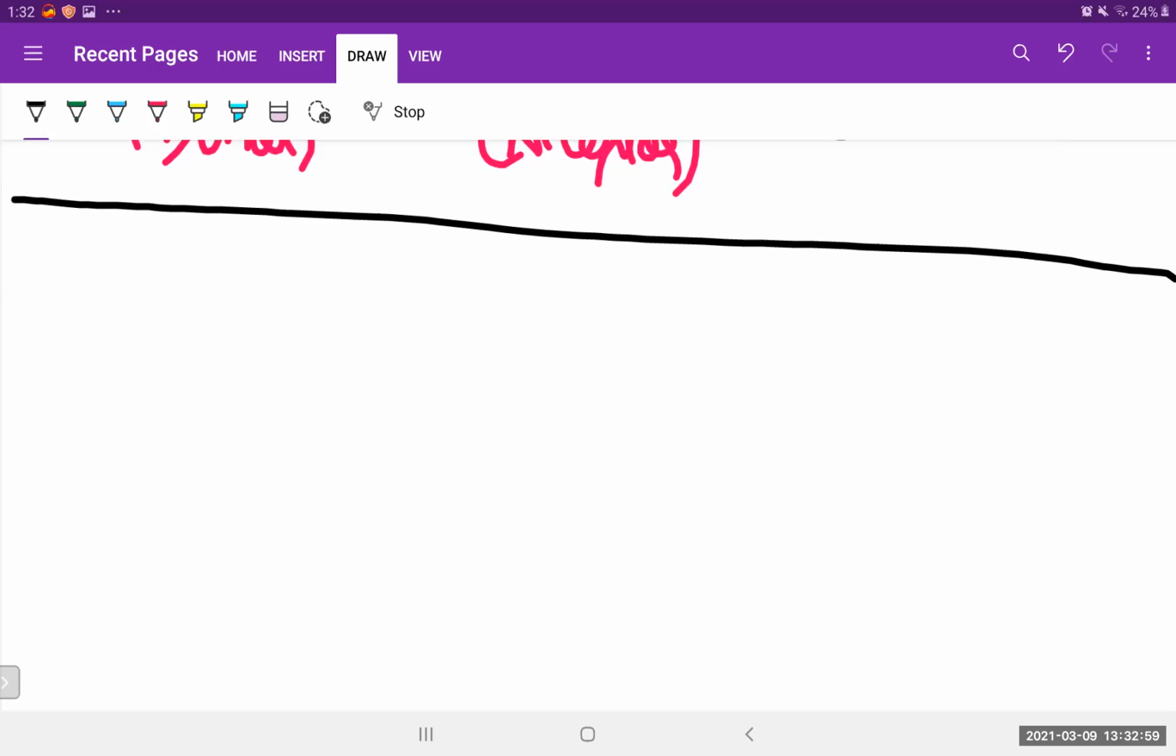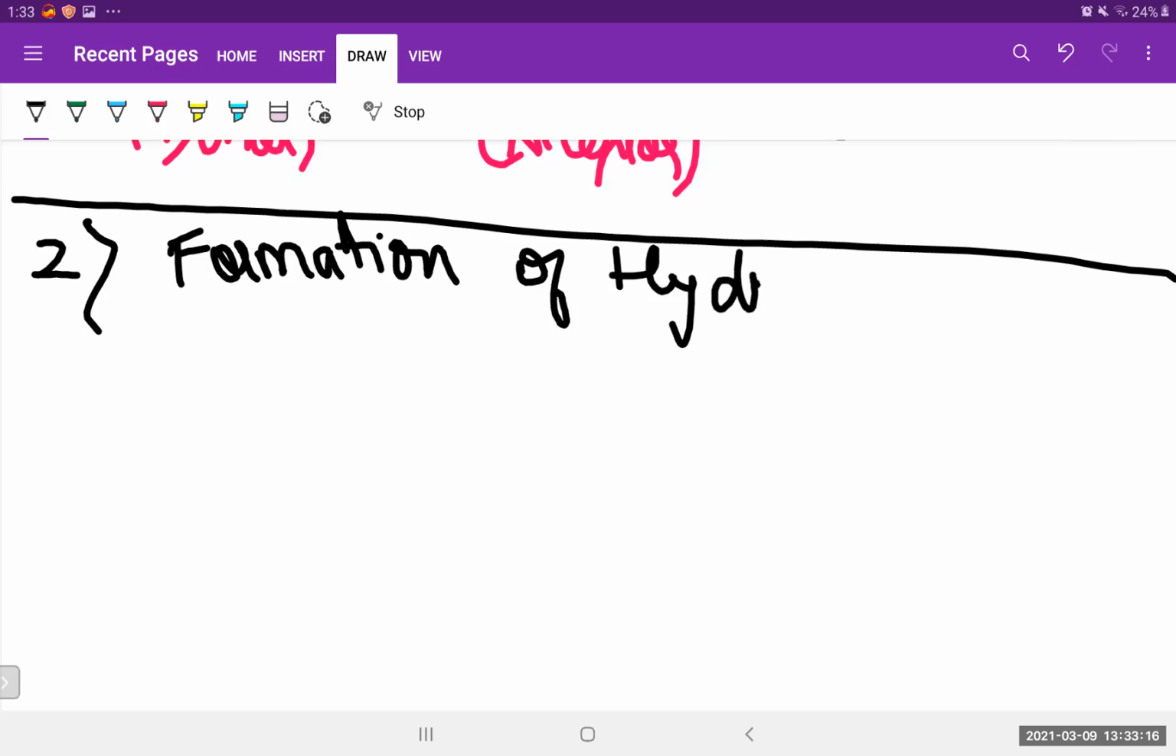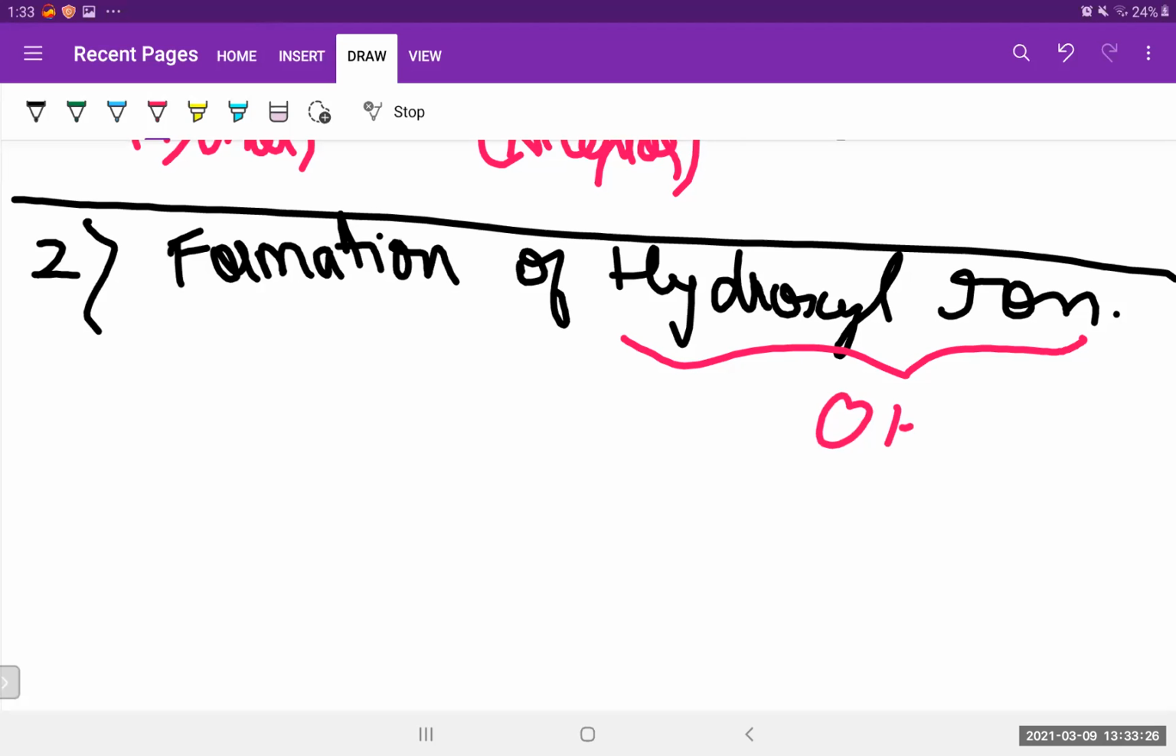Okay, let's move on to the next and second one, which is very, very important. I'll tell you about hydroxyl first, and then I'll tell you about hydronium. Though it's in the third place in the syllabus, let's discuss it first. So formation of hydroxyl. How do we represent the hydroxyl ion? Hydroxyl means the one which is with the bases, that is OH minus, isn't it? OH minus.